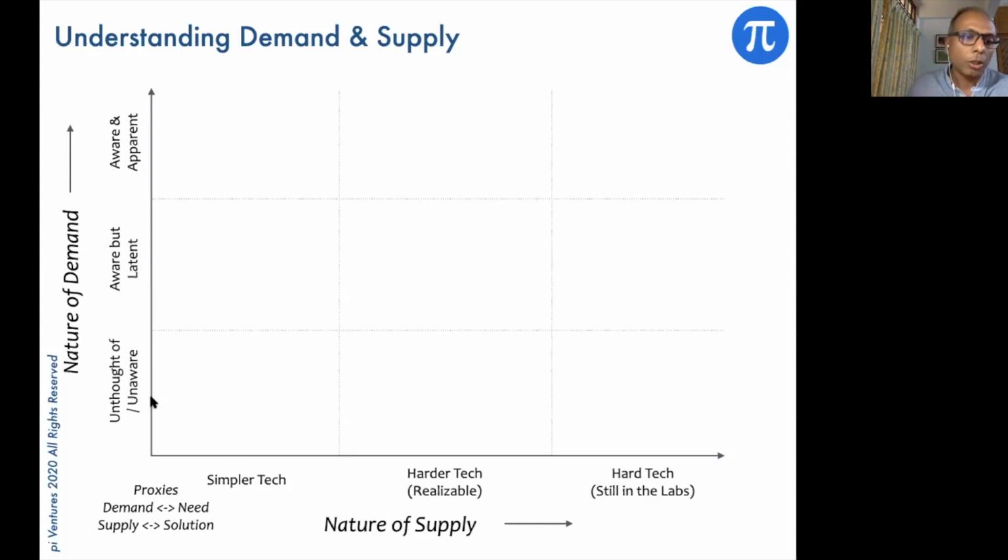On the other axis, the demand or need can be something which I am completely unaware of. I have not thought about it. Or something that I am vaguely aware of, but it is a latent demand. Or something which is very apparent, and I need it now, right? So this is an attempt to simplify the world, and it will become very clear when I take some examples. But any questions right now on this?